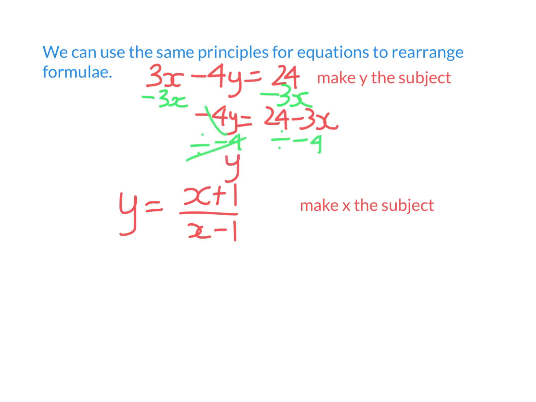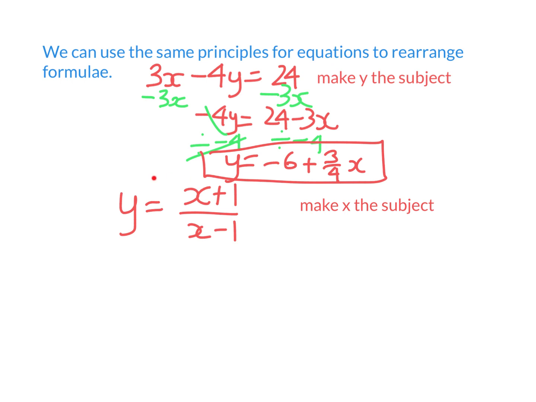I'll be left with y equals. Now I need to divide everything by negative 4. 24 divide negative 4 is negative 6. Negative 3x divided by negative 4 is going to become a positive. I'm just going to write it as 3/4 x. That's my final answer and we're done.